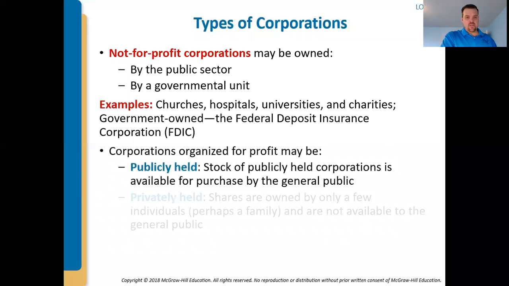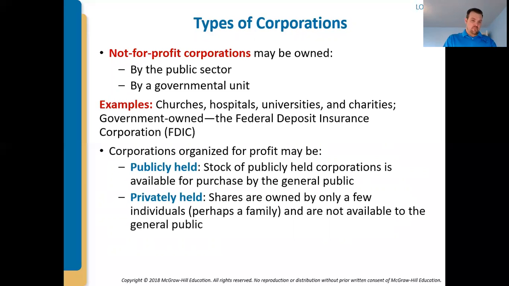So there's some examples. Corporations, as I mentioned, can be publicly held. This means stocks are traded on the public stock markets, or they can be privately held. Like I said, the examples of Koch Industries and Cargill, two of the largest privately held companies in the world.